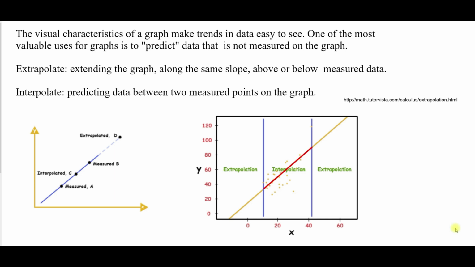If we go outside of our data, for example, if we look here, that's extrapolated, same thing over here, outside of the data. And then if we're looking within the data along two points and we're predicting in between them, then that's interpolated.